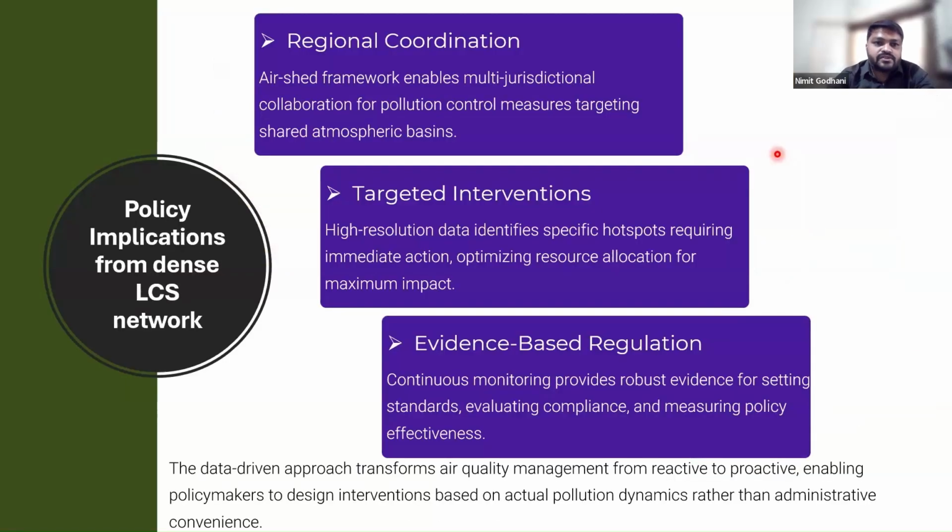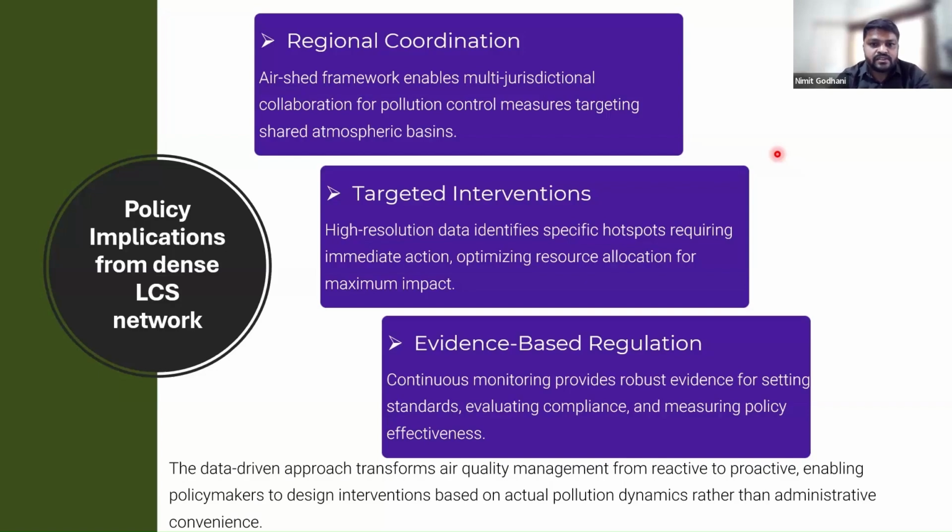So we use this local sensor data to help the policy makers, like regional coordination. Airshed frameworks will enable multi-jurisdictional collaboration for pollution control, targeting shared atmospheric basins. Nowadays we are seeing transboundary air pollution. So for that, each and every jurisdiction has to come together and take action to mitigate the air pollution. For that, this kind of dense network will help very much.